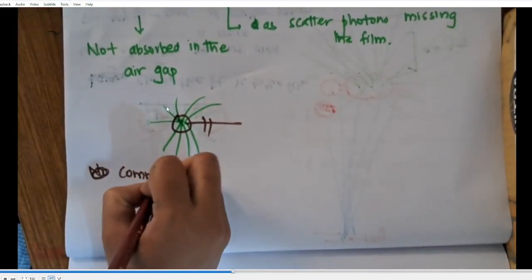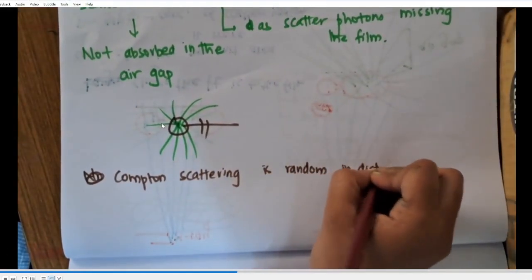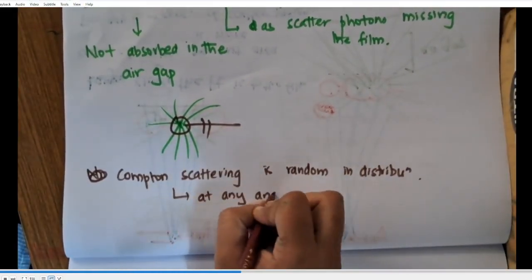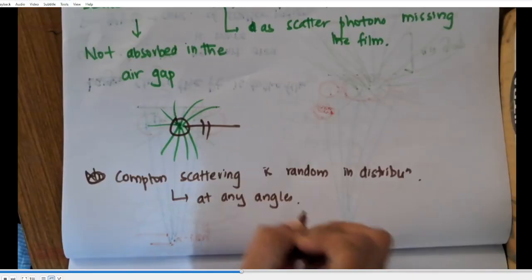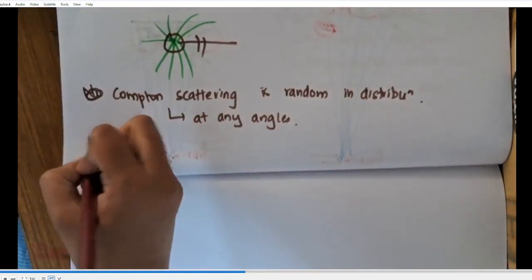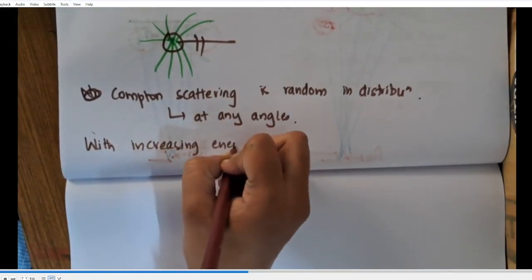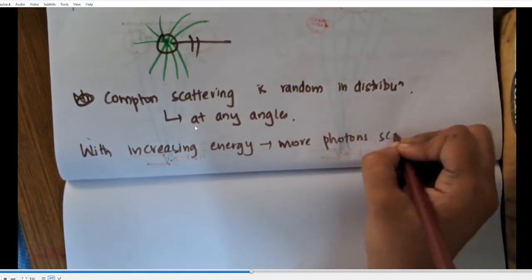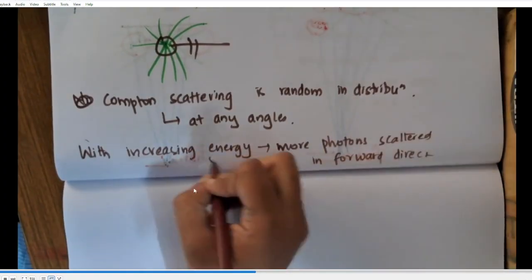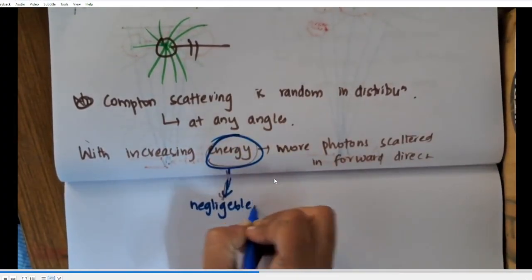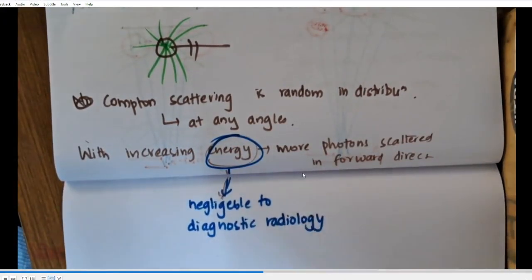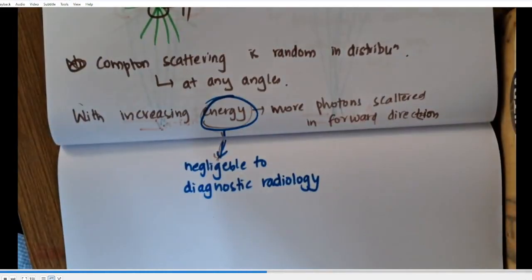There is also a strong bias for forward scattering in diagnostic radiology. The distribution of Compton scattering is nearly random, that is, it can occur at all angles. A photon is almost as likely to scatter at 90 degrees or 45 degrees or 180 degrees. That is, the Compton scattering is random. But with increasing energy, more photons will scatter in the forward direction. But this increase in photon scattering is negligible in the diagnostic range.